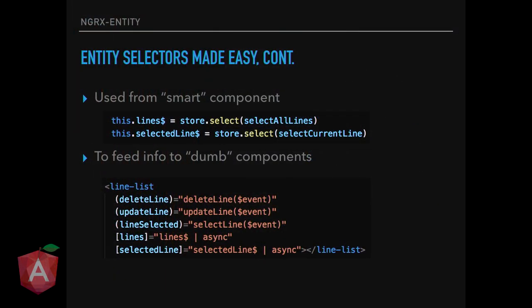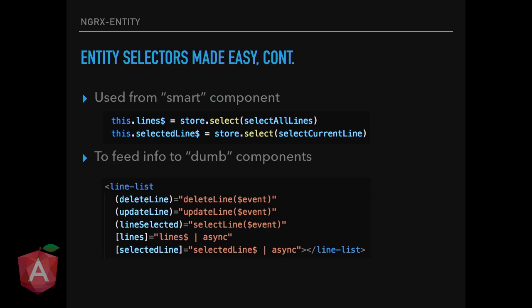Just to see how you would do that, you would pass these selectors into your outside container smart component, and it would be store.select, select all lines, select current line, select line of pixel width 7, whatever this selector would be, and it would yield that information out. And it gets fed into the dumb components, once again, via this async pipe.